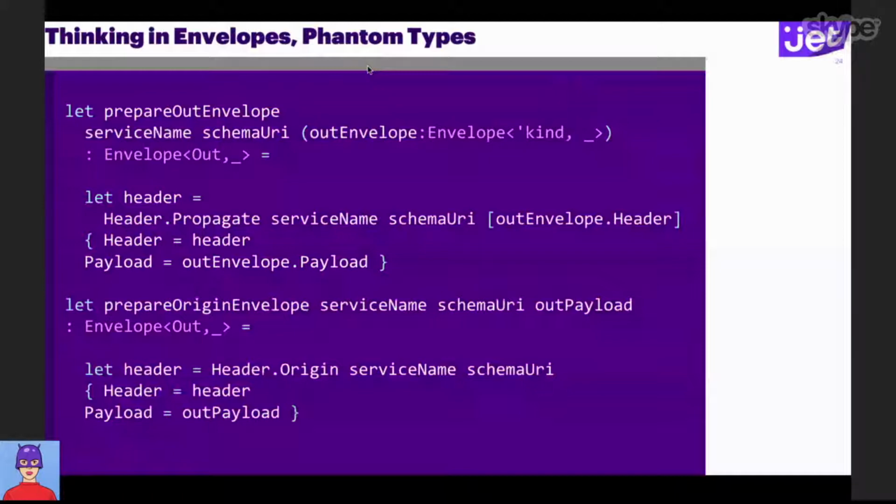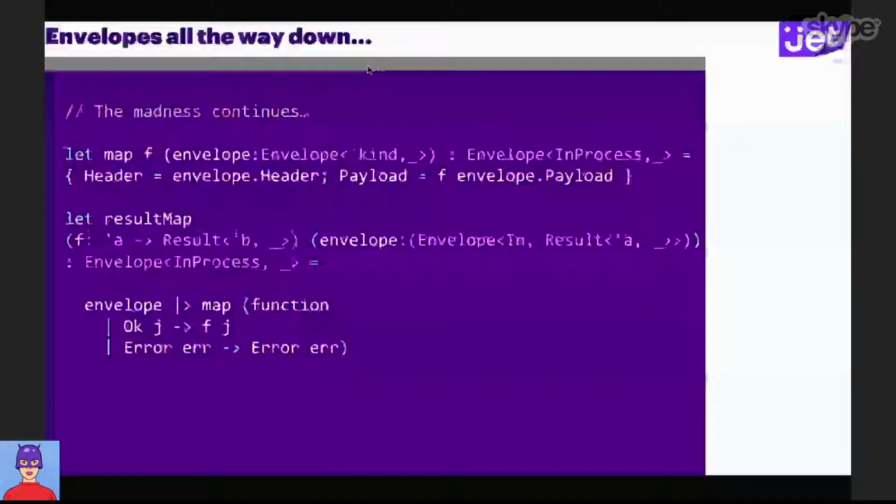Like all of a sudden you had to rewrite your entire code just to move over a payload in envelopes, and it just got to be too much overhead for developers. Like, was this an in? Was it an in process? Like, what am I even doing? What's the right thing to do? I just don't understand what I'm supposed to do.